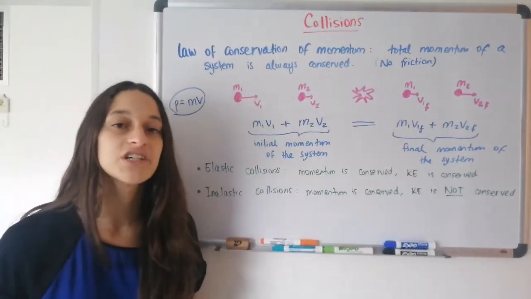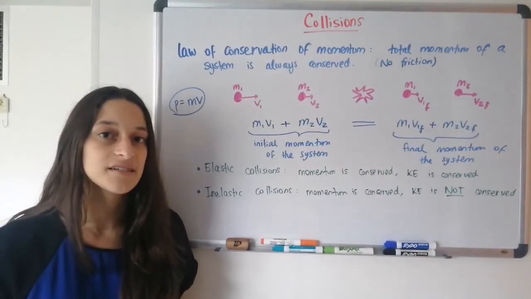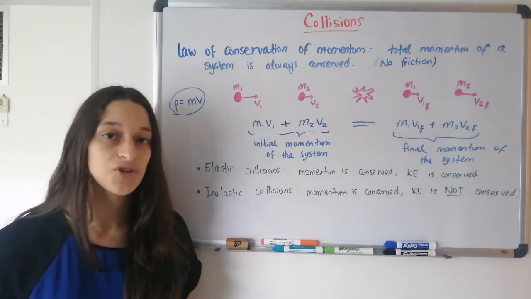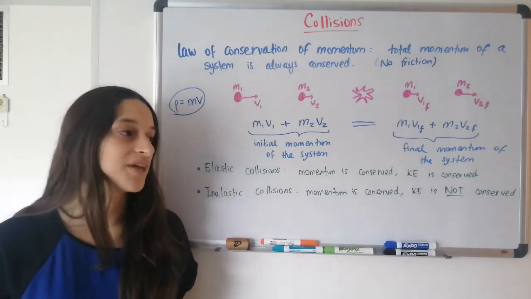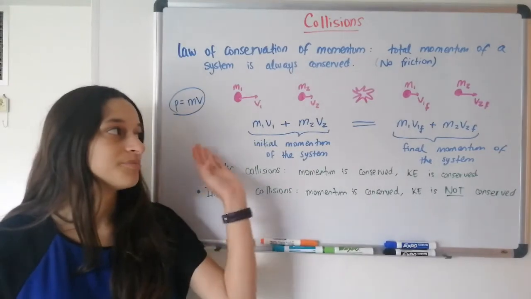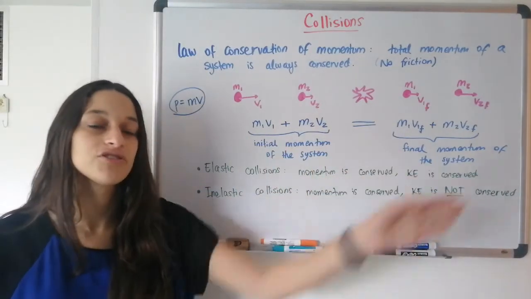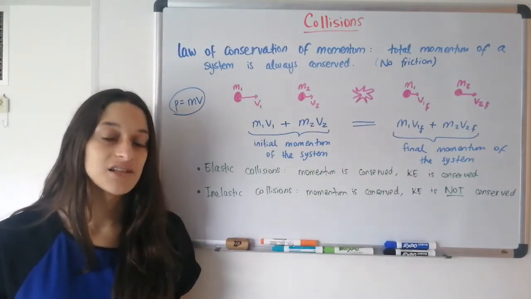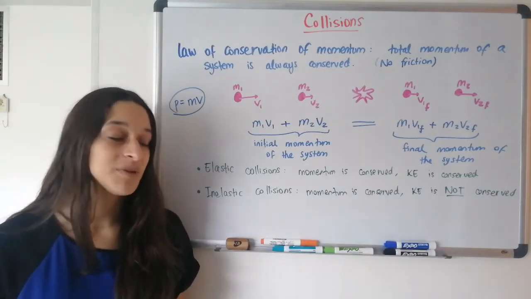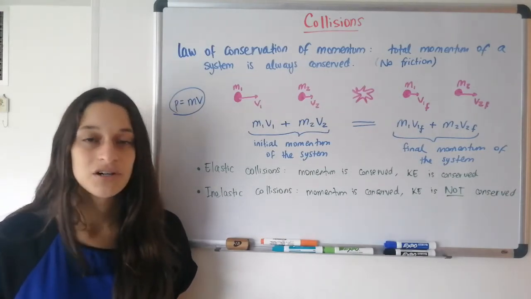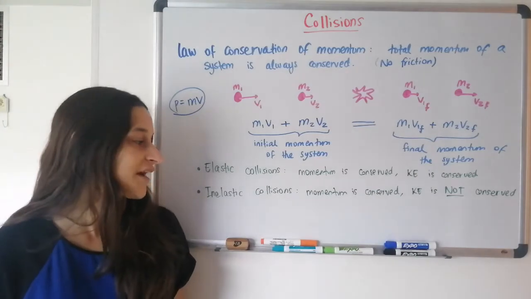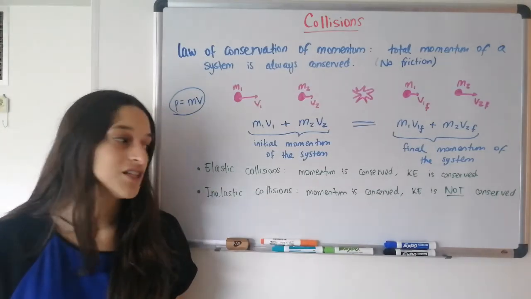So how do you know if a collision is elastic or inelastic? Well, you calculate the total kinetic energy of the system, and if you get the same value before the collision and after the collision, then it was an elastic collision. If you get different values, if some energy was lost due to heat, due to work against friction or something like that, then it is an inelastic collision.